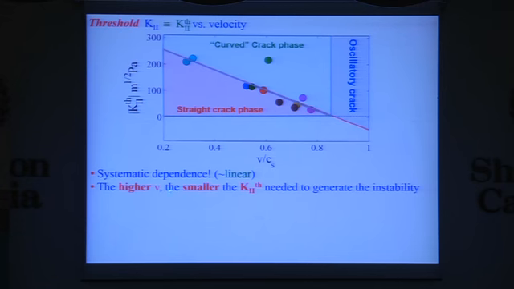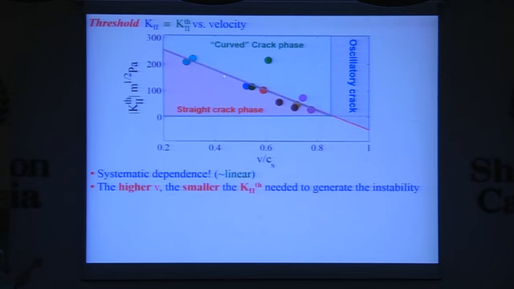And the higher the crack velocity, the smaller the threshold value of the mode 2 noise, if you'd like, needed to generate the instability. So basically, the material is kicking the crack as it's propagating along. Now, some kicks might do something and some kicks might not. Depending on how large the kick is, for example, a kick of this size at this velocity will do nothing. The straight crack phase, the straight crack is stable.